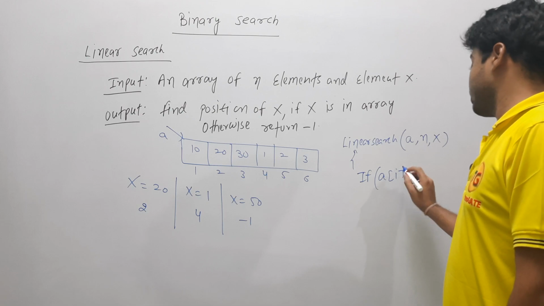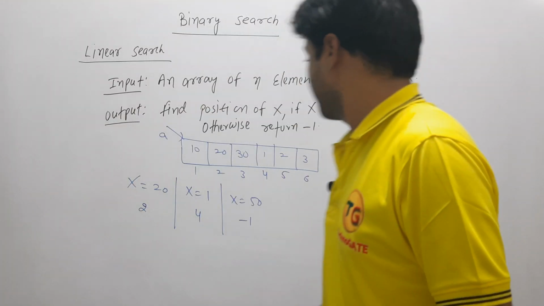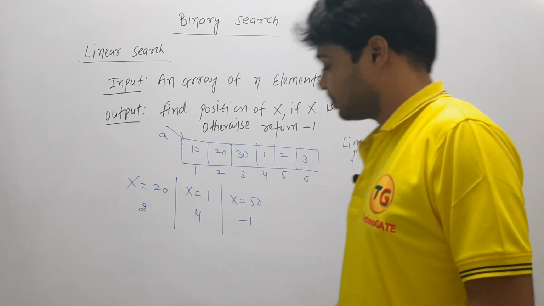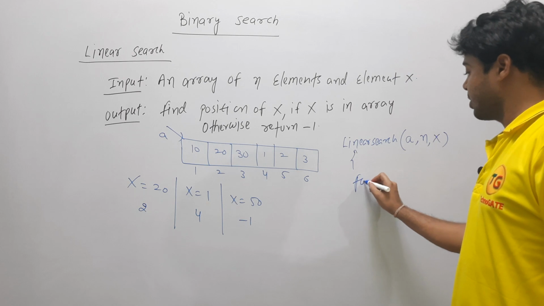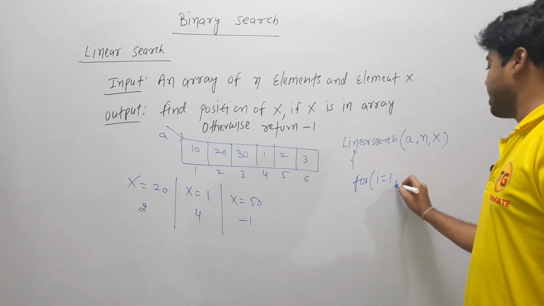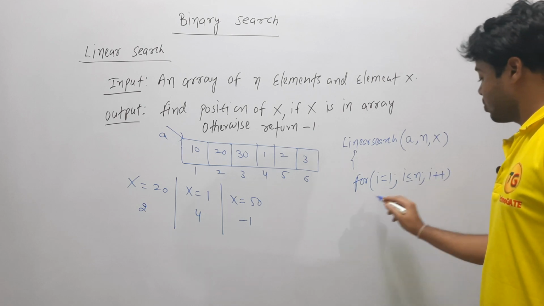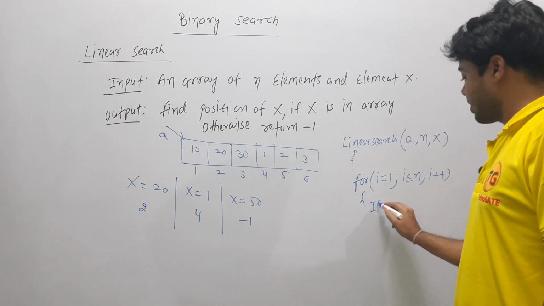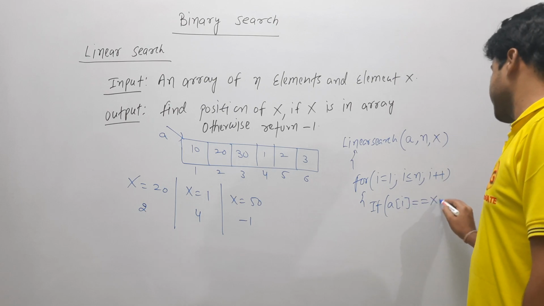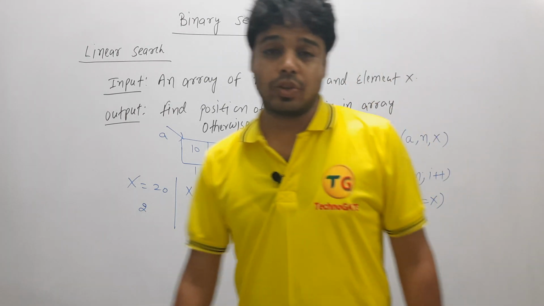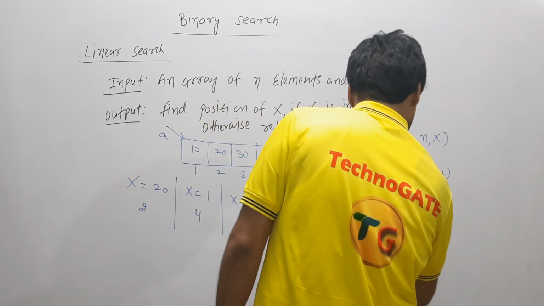First of all, take a loop, because there are n elements. So a for loop: for i equals 1, i less than or equal to n, i plus plus. What will happen if a of i equals x? If a of i equals x, then return i.